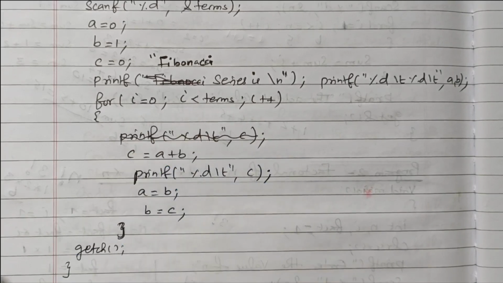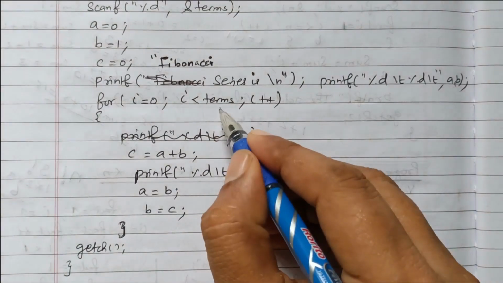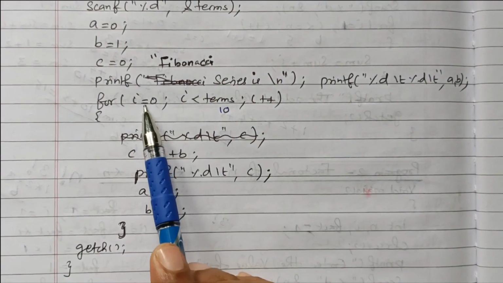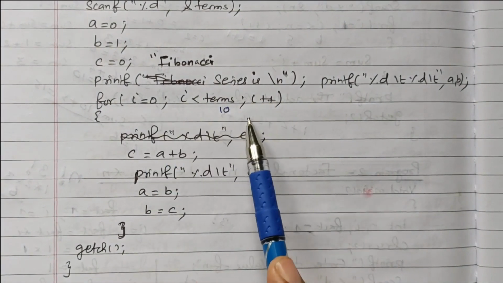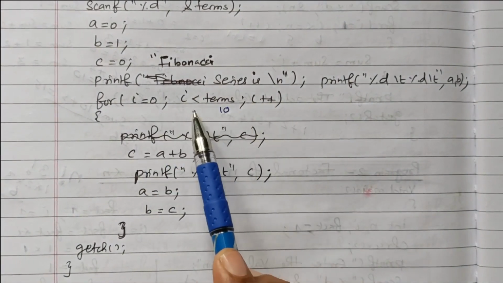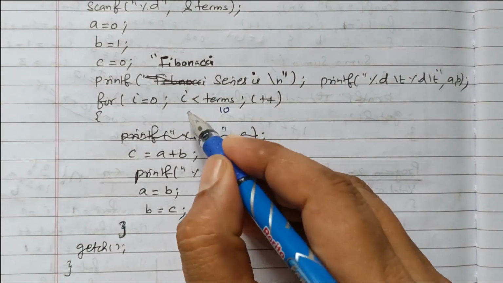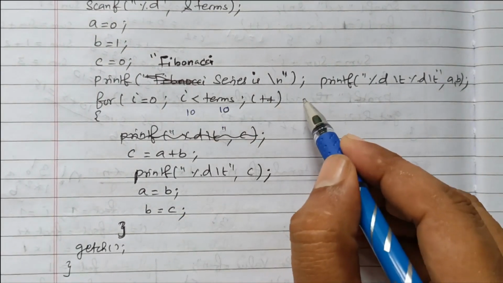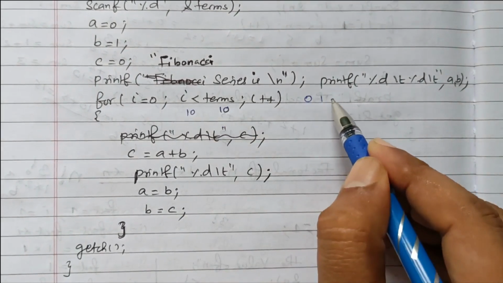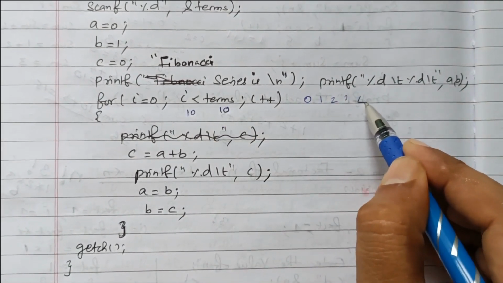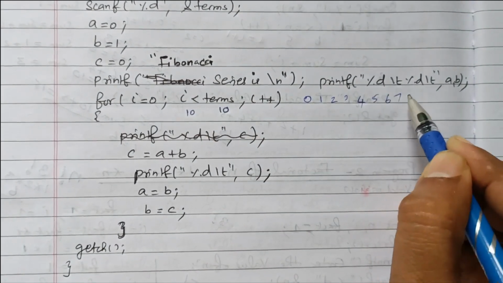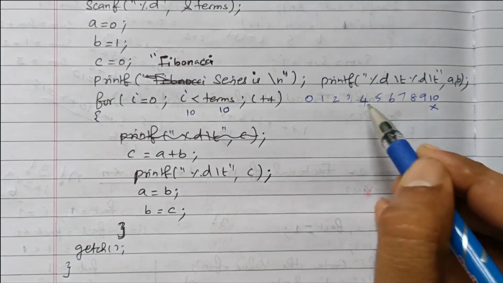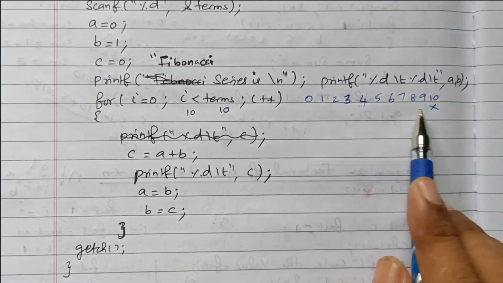So for this loop, for example, if the terms is 10, it will be executed 10 times, starting from 0, 1, 2, 3 up to 9, because when i is 10 the condition is not satisfied and the loop terminates, right? So i is initially 0, then 1, 2, 3, 4, 5, 6, 7, 8 and 9. At 10 the loop will be terminated. So this is a normal loop.